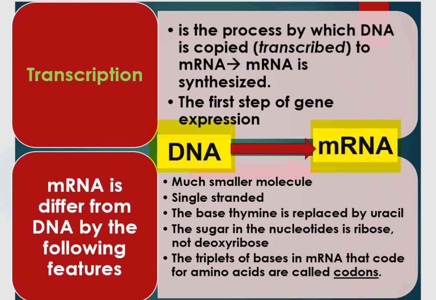mRNA is a much smaller molecule than DNA, and it is single-stranded. mRNA contains the base uracil instead of thymine. The sugar in the nucleotides of mRNA is ribose, not deoxyribose. The triplets of bases in mRNA that code for amino acids are called codons.